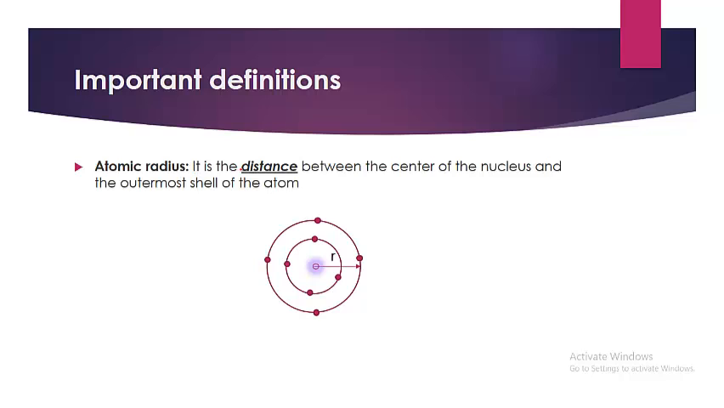Atomic radius is the distance between the center of the nucleus and the outermost shell of an atom. We know that atomic structure consists of an atomic nucleus and also electrons which are revolving around the nucleus in shells. The distance between the center of the atomic nucleus and the outermost shell, this distance that is designated as R, is called atomic radius. It is a very easy definition.